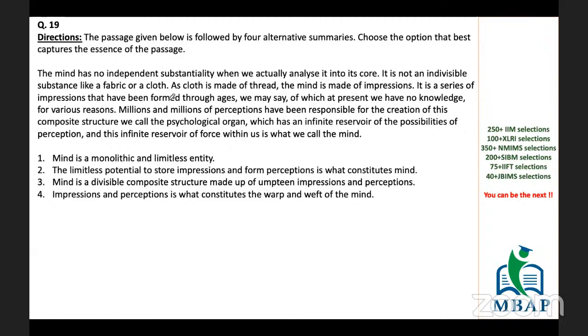Now let's see the options. First says, mind is monolithic and limitless entity. Okay. But if we pay attention, author says that it is not an indivisible substance. Okay. It means it is not limitless. It is not indivisible. It means it is divisible. So it means woh limitless toh nahin hai. Okay, so this is definitely cannot be our answer. Why? Because absolute contradict to the passage.